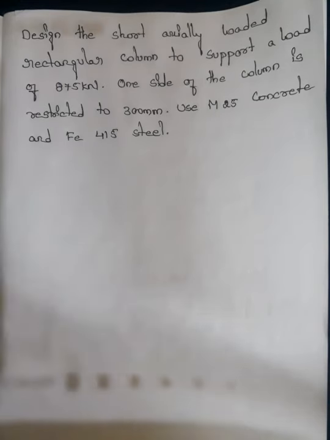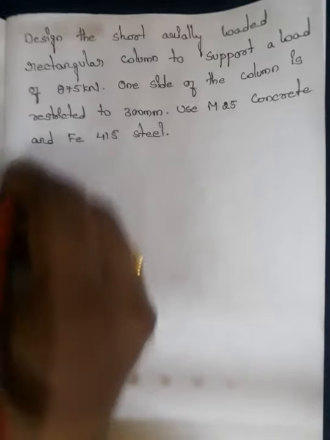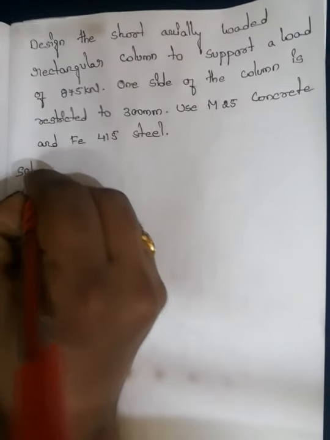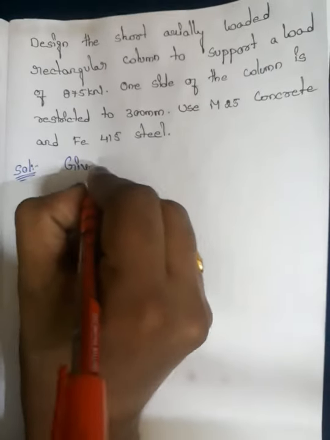So we need to find how much steel is required for that, what is the diameter of the bar, what is the center to center distance, what is the diameter of the lateral tie, and what is the center to center distance of the lateral ties. So we'll see step by step. First I'm writing the given data.